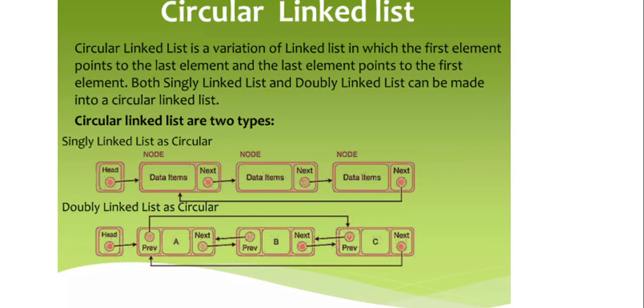And the final type of linked list is the circular linked list. It is a variation of the linked list in which the first element points to the last element and the last element points to the first element. Both the single and the double linked list can be made into a circular linked list. See the difference between a single circular linked list and a double circular linked list. In a single circular linked list, the first node address is stored in the last node's address part. In the double circular linked list, the last node address is stored in the previous part of the first node, and the first node address is stored in the next part of the last node.